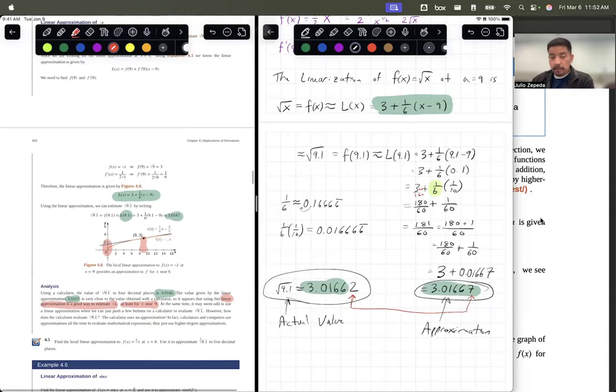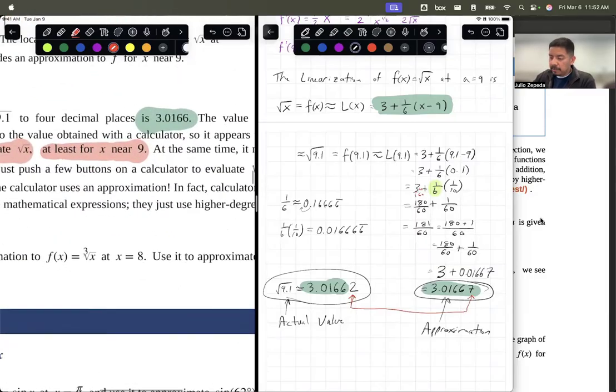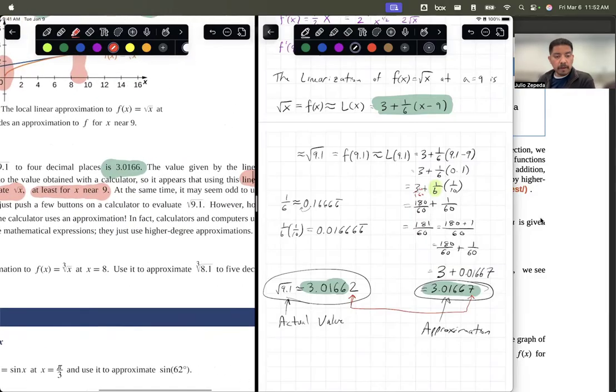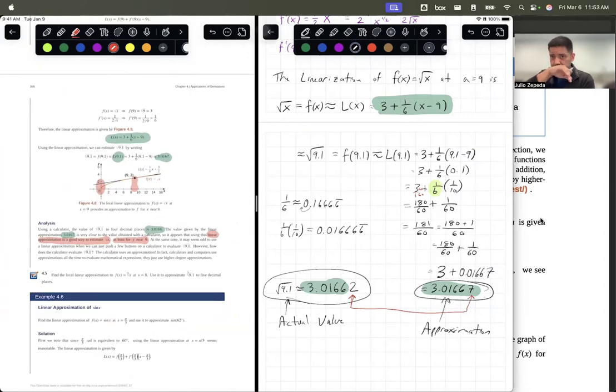All right, so very good. There's a problem here you can try yourself. It says to find an approximation to the cube root of 8.1. Now this would be even tougher without a calculator, tougher than the square root. But with linear approximations, it can be done pretty easily, just as easy as the problem that we just did.